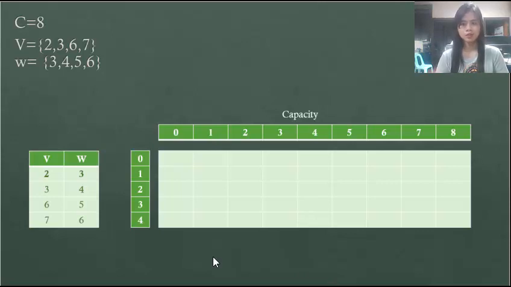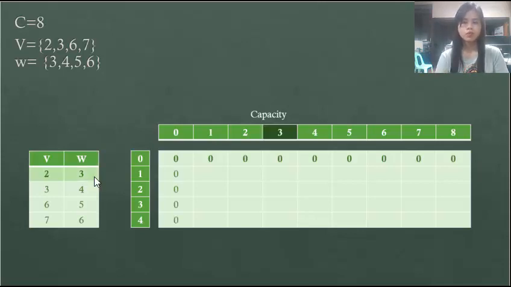Okay, let's start filling up the table. We have this start point, which is 0, because initially we will not include any items in the bag. So from the first row, there's 0 items. What will be the value? This will be 0 since there's no value to be gained. The same applies to the column, since no item can be added to it.